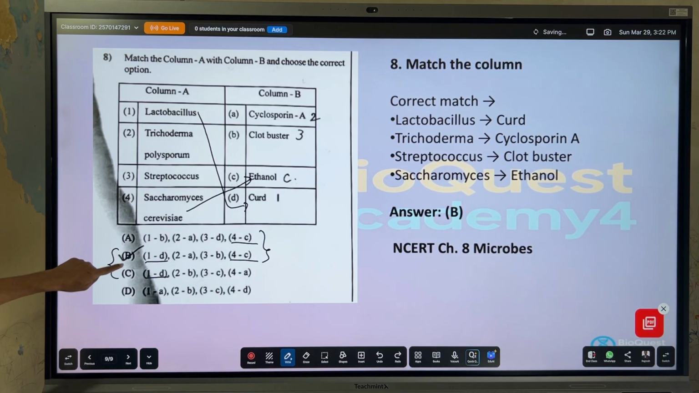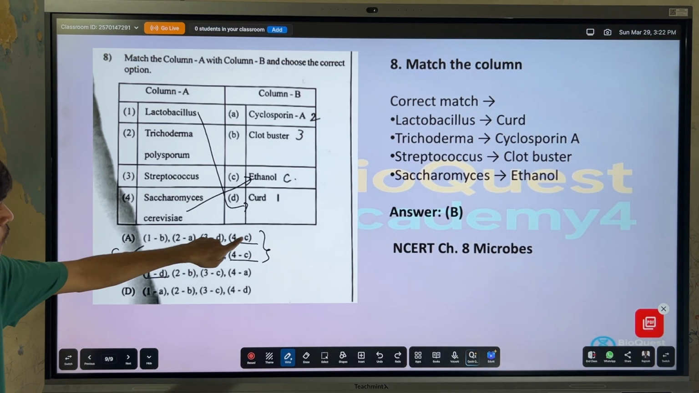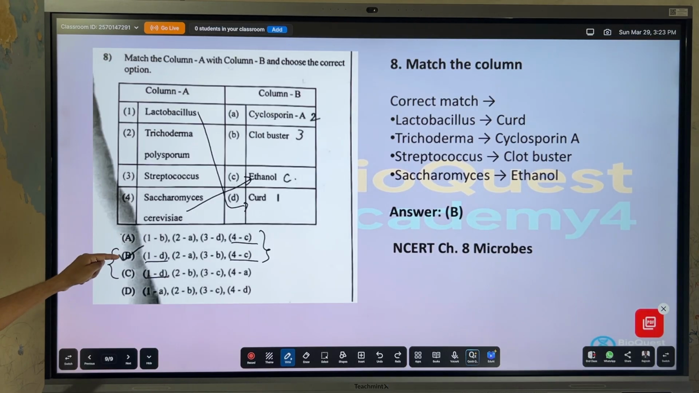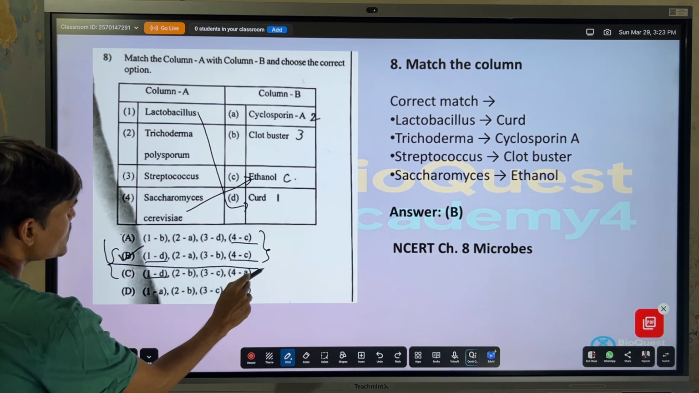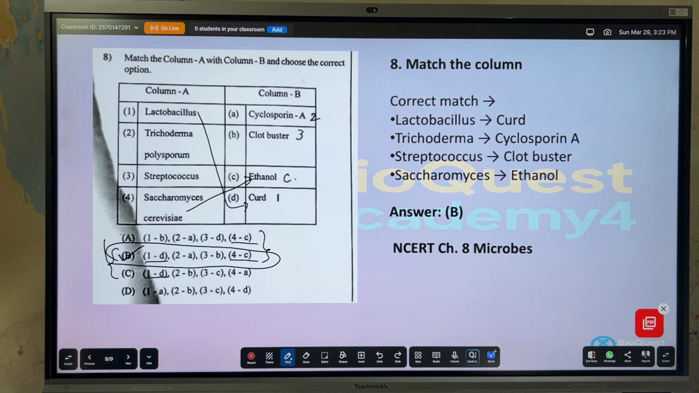1D is given into B and C, whereas 4C is given into A and B. Means over there, this is the only option where it is matching perfectly. So directly, without any thinking, this is your answer.